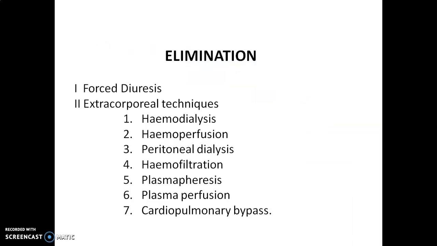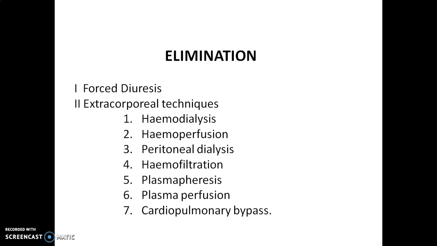In case of absorbed poisons, we have certain techniques like forced diuresis, which can be utilized depending on the nature of the drug. Manipulation of the urinary pH can be done in order to achieve elimination of the poison from the body. Then if the poison has already been absorbed into systemic circulation, we have extracorporeal techniques, which include hemodialysis, hemoperfusion, peritoneal dialysis, hemofiltration, plasmapheresis, plasma perfusion and cardiopulmonary bypass, which can be done in order to achieve complete elimination of the poison from the body.